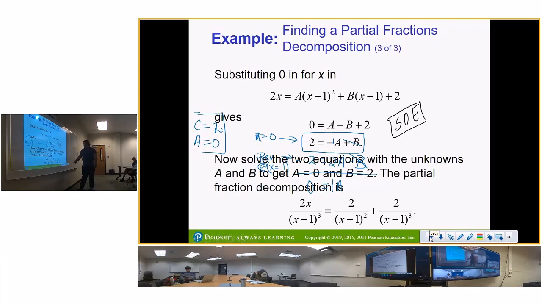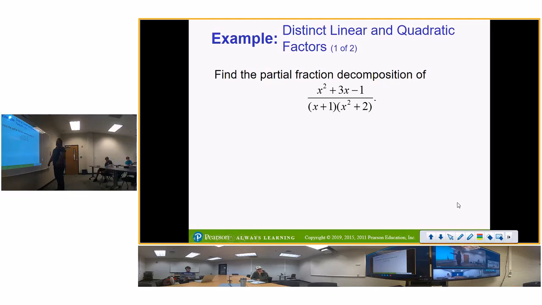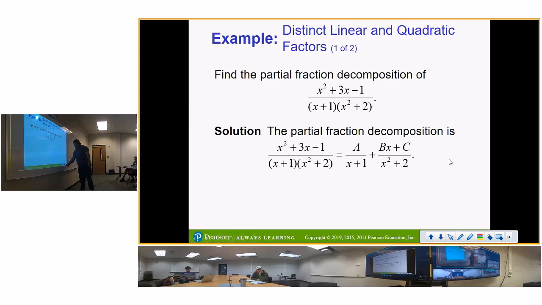And I'm going to show you this one last one. Okay, this one is a little bit different because you've got x plus 1 to the first power, and then you got something different. So what do you do on this one? You use this. And the reason you use this is because you have a quadratic up top.